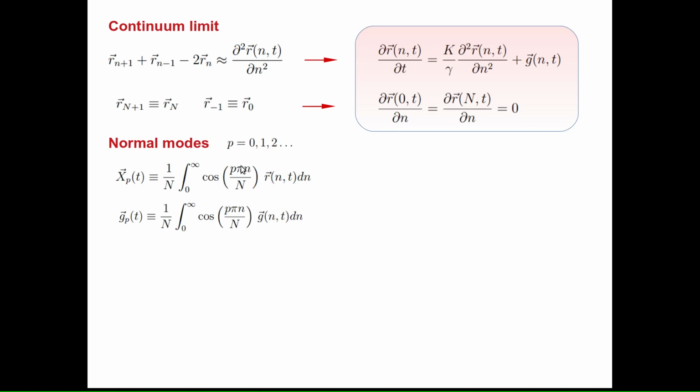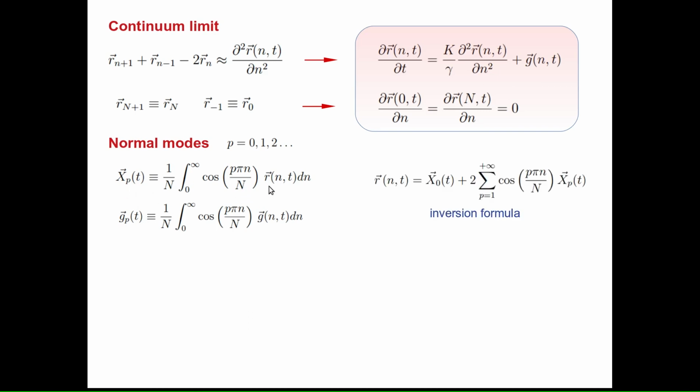I integrate over these positions and I multiply by the cosine of p pi n divided by N. So for every p non-negative integer 0, 1, 2, I can define this normal mode, and I do the same transformation for the g. So I have now the X of p. Instead of having the label n, I have an integer label p. These are a kind of Fourier transform.